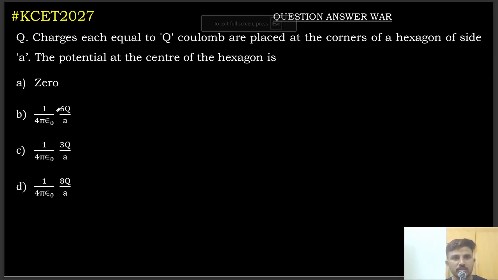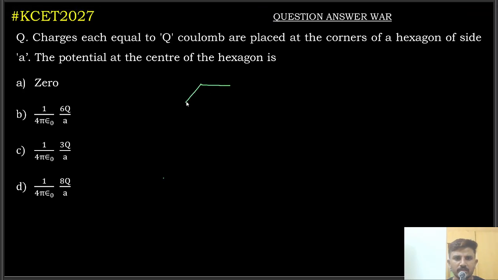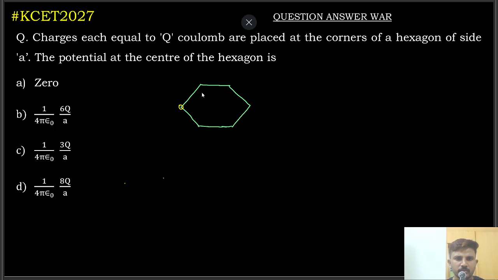The charges, each equal to capital Q, are placed at the corners of a hexagon of side A. So let me consider a hexagon here, a regular hexagon. At each corner a charge is placed. How much? Q, Q, Q, Q, Q, Q.